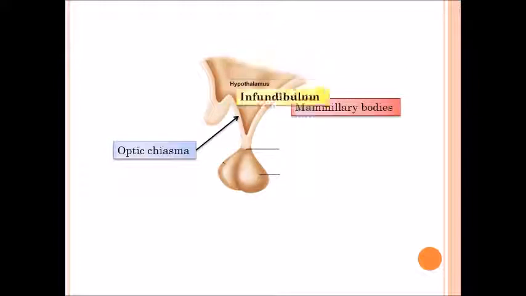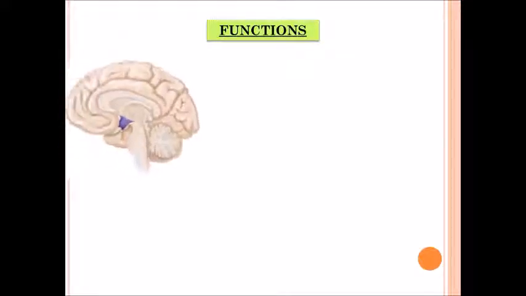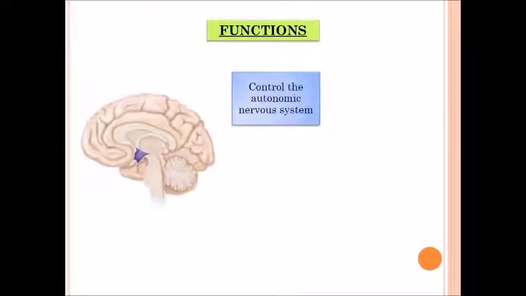Between the optic chiasma and mammillary bodies is the infundibulum, a stalk of hypothalamic tissue that connects the pituitary gland to the base of the hypothalamus. The hypothalamus' primary function is homeostasis, which is to maintain the body's status system-wide.